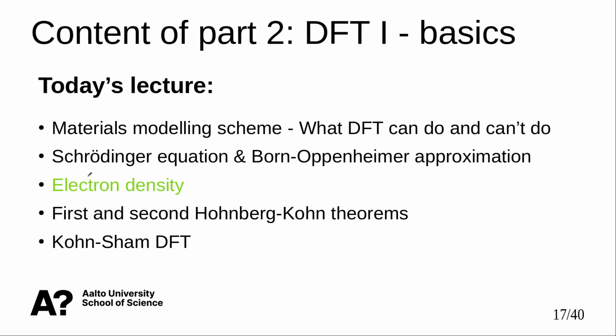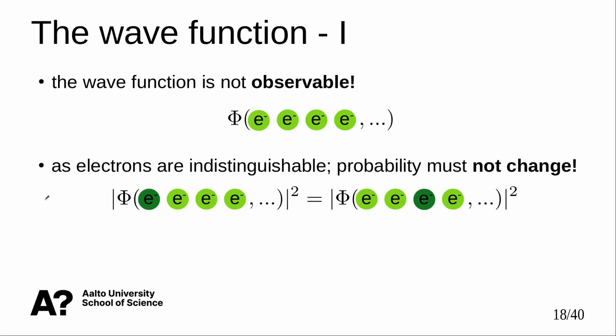Okay, welcome back to the third part of the introduction lecture to density functional theory, and now we will talk a bit about the electron density. So the wave function, as we used it in the previous part, includes all the electronic states of our system. And it's quite important to understand that the wave function is not an observable. So we can't measure the wave function, which becomes quite problematic if we want to compare it to experiment.